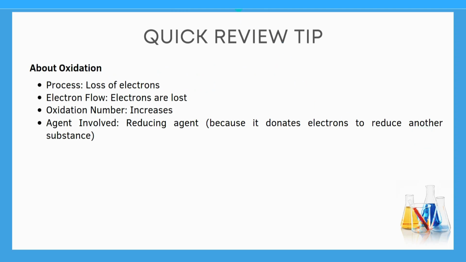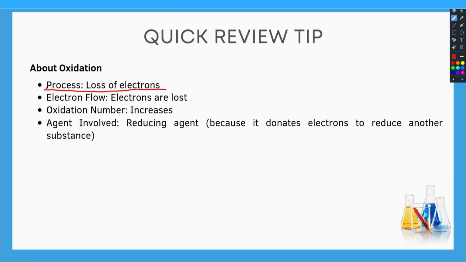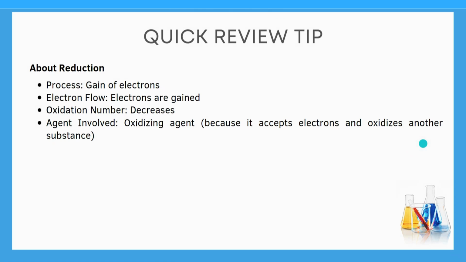So here are some quick review tips that I want you to check out. About oxidation: oxidation is the process whereby electrons are lost. The electron flow is such that electrons are lost, and then the oxidation number increases. The agent involved in oxidation is called the reducing agent because it donates electrons to reduce another substance.